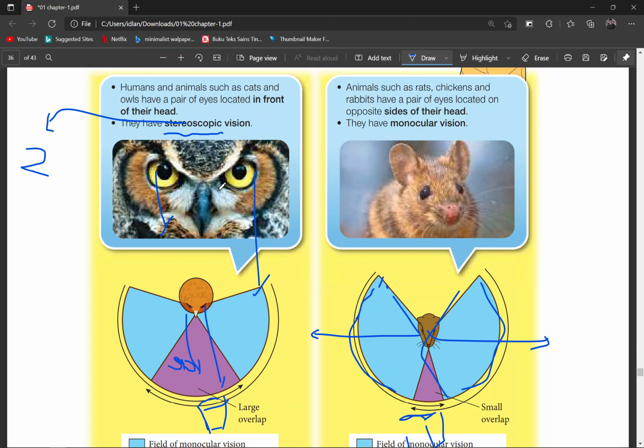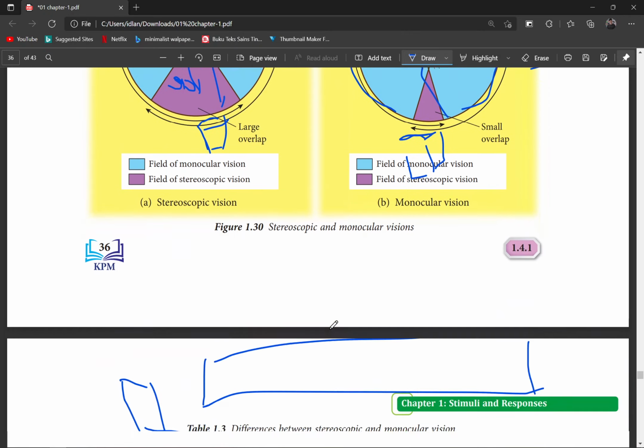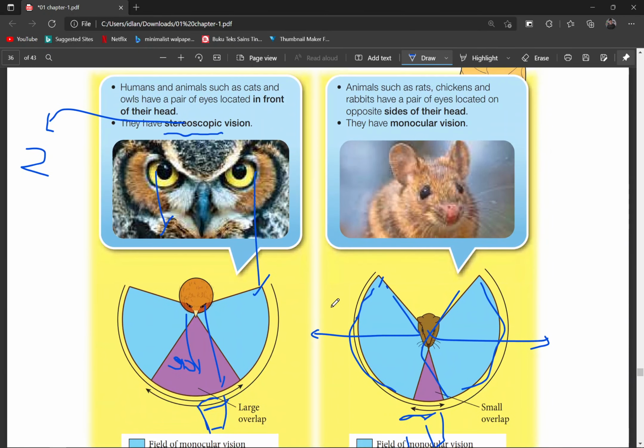Lepas tu haiwan-haiwan yang macam ni mesti haiwan-haiwan yang comel yang innocent kan. Macam rabbit, macam mouse, macam chicken, rabbit semualah. Yang macam haiwan-haiwan yang selalu kena buru je, selalu kena makan je kerja dia. Ni haiwan yang memburu, ni haiwan yang diburu. Okay? Manusia mata apa?